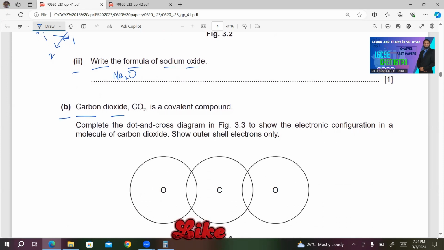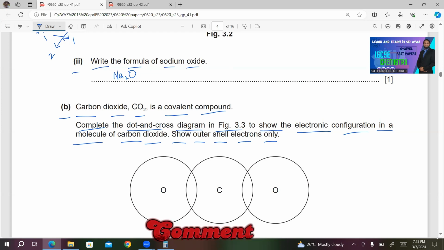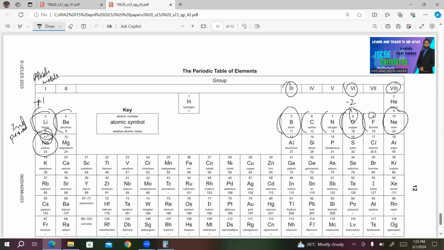B. Carbon dioxide, CO2, is a covalent compound. Complete the dot and cross diagram in figure 3.3 to show the electronic configuration in a molecule of carbon dioxide. Show outer shell electrons only. So CO2, meaning we have only one carbon atom. Look at the position of carbon here. This is carbon, group 4, which means it has 4 valence electrons.